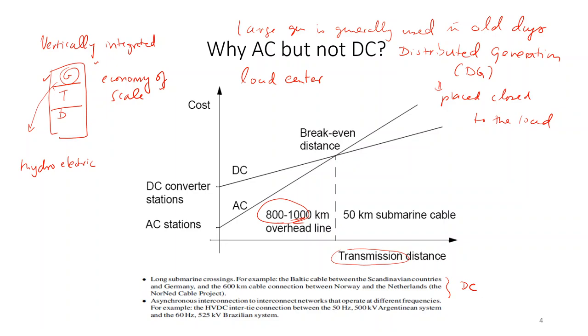And the asynchronous interconnection is another reason why we use DC. So these two bullets explain in which circumstances DC should be used. The first reason is the submarine crossing, and the second reason is asynchronous interconnection. Asynchronous means interconnection between systems with different frequencies. You may have one system at 50 hertz and want to connect it with a 60 hertz system; these two systems cannot be connected directly.